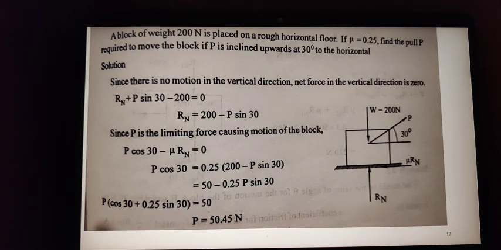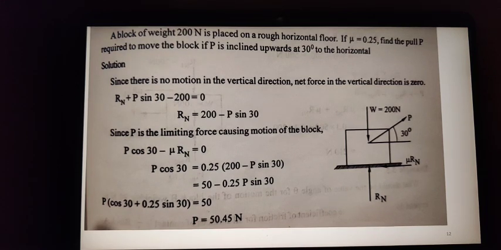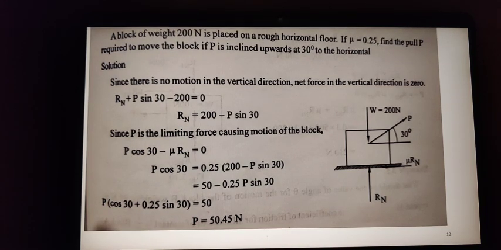The horizontal component is responsible for the motion along the horizontal plane. And here the horizontal component is P cos 30 because P is making 30 degrees with the horizontal axis, or the x-axis. So the x component is P cos 30. That is responsible for the motion. So the body is moving towards the right, friction is towards the left. Then weight is acting along the y-axis, normal reaction is acting upward.